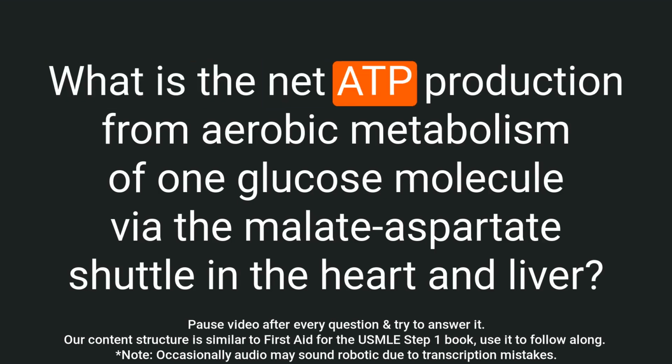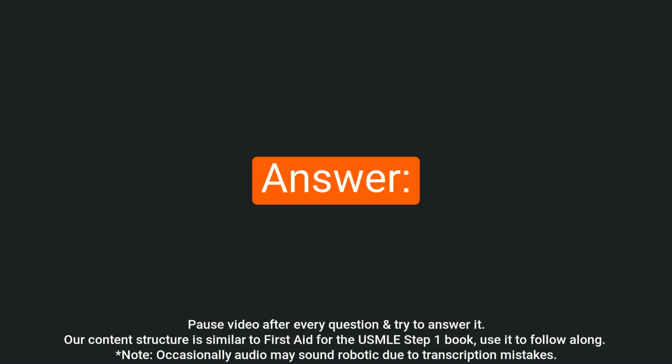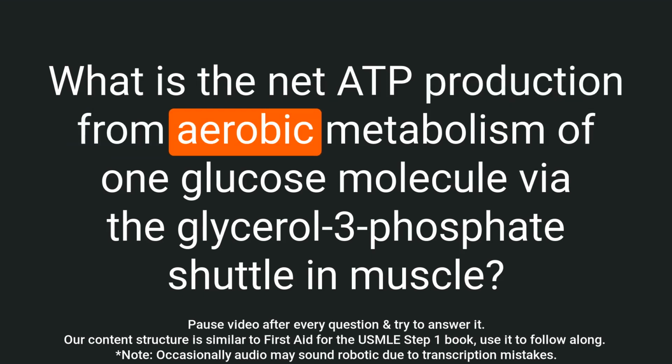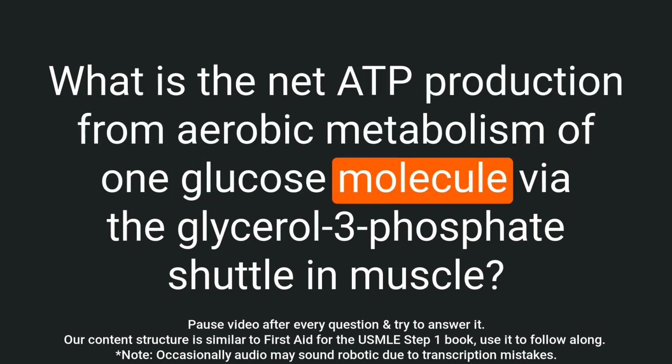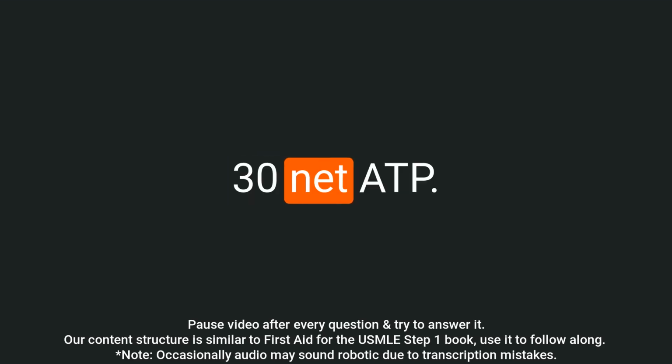Question: what is the net ATP production from aerobic metabolism of one glucose molecule via the malate-aspartate shuttle in the heart and liver? Answer: 32 net ATP. Question: what is the net ATP production from aerobic metabolism of one glucose molecule via the glycerol 3-phosphate shuttle in muscle? Answer: 30 net ATP.